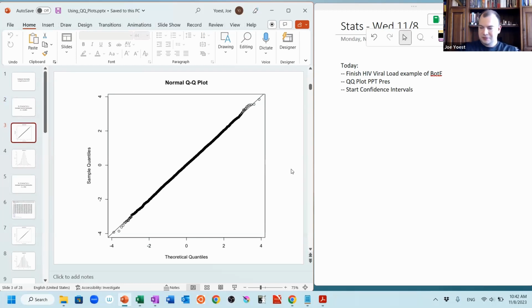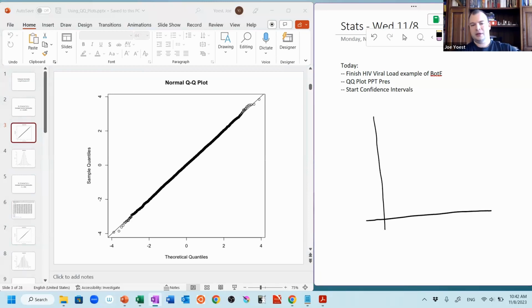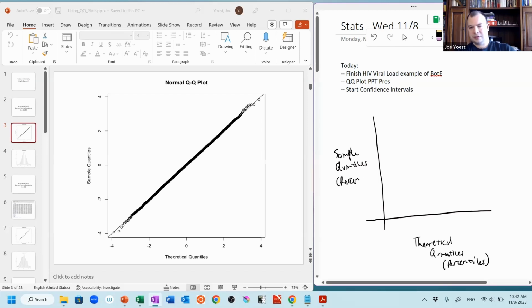And this is what a QQ plot would look like. So what is this? What are all the pieces here? So a QQ plot is a plot of the theoretical quantiles, or basically percentiles, versus the sample quantiles, or percentiles.